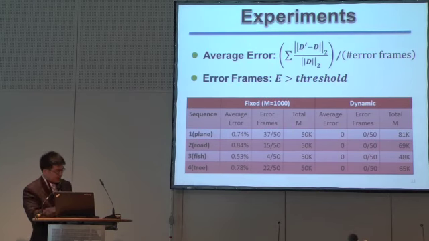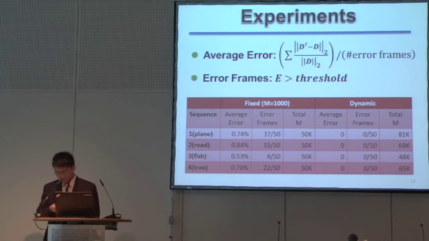This is our experimental result, and you can see our dynamic method compared with the fixed method. The definition of average error and error frames is on this slide. For the fixed method, n equals 1000. We can see that in sequence 1, even half of the sequence is wrong. Though it uses more measurement, the dynamic method eliminates all errors.